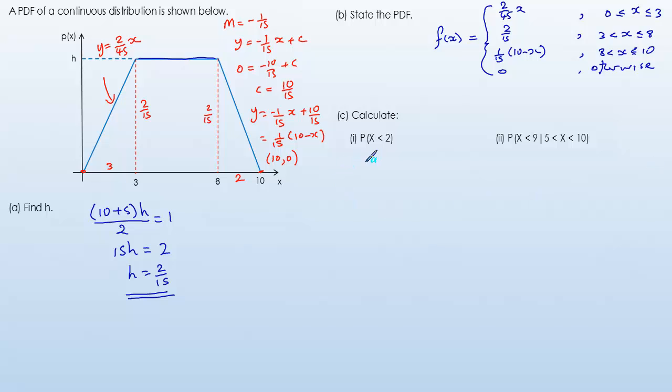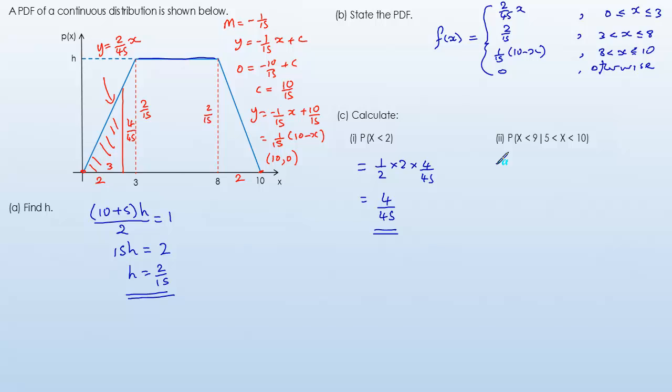So now we want the probability x is less than 2. Well, that's just a triangle here. We could use an integral for it, but the base is 2, and we know that we're working with this part of the function here, so the height of that would just be 4/45. Just substitute x is 2 in here. So that is just going to be a half multiplied by the base multiplied by the height. That is just going to be 4/45.